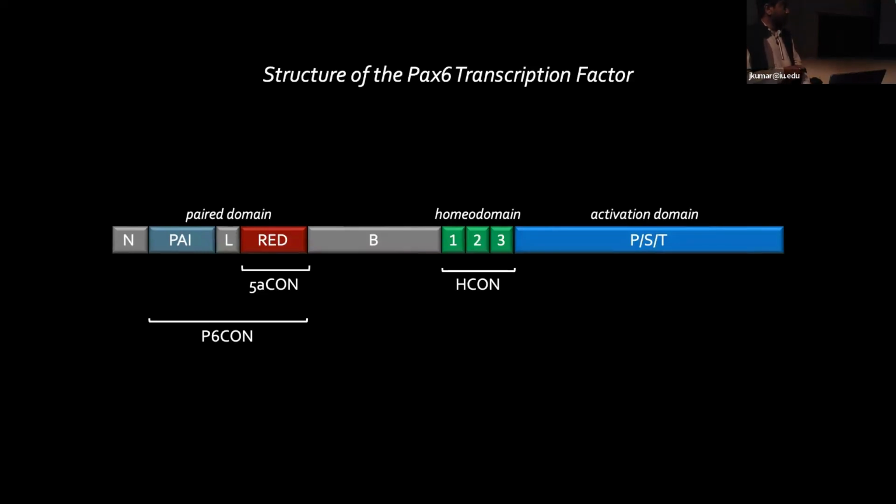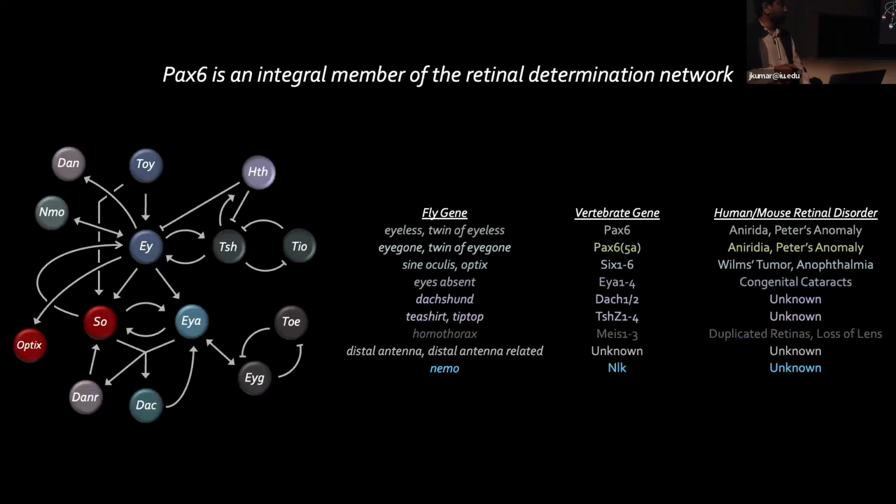Now, as Walter had shown, and I've shown you some images of how PAX6 is required in all seeing animals, it's actually part of a larger gene regulatory network that we refer to as the retinal determination network. There are 14 transcription factors woven into this interlocking system, where each of these arrows represents a molecular input, either activating or inhibitory. And here are the lists of the fly genes, of which here's Eyeless and Twin of Eyeless.